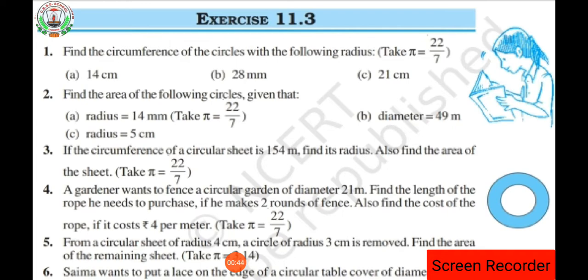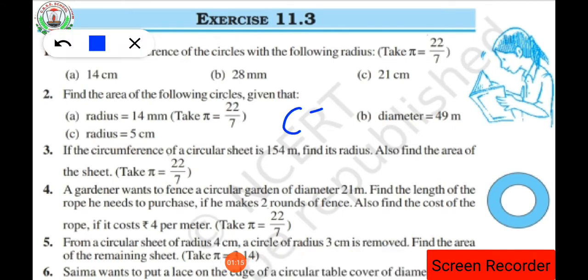Sometimes in the questions the value of pi is not given. At that time either you can take 22/7 or you can take 3.14. Clear? Since in this question the value of pi is given as 22/7, that means you have to take that value only. Clear? Then in question number 2, it is said that find the area.